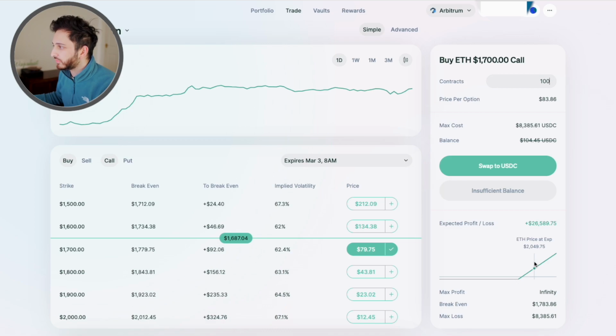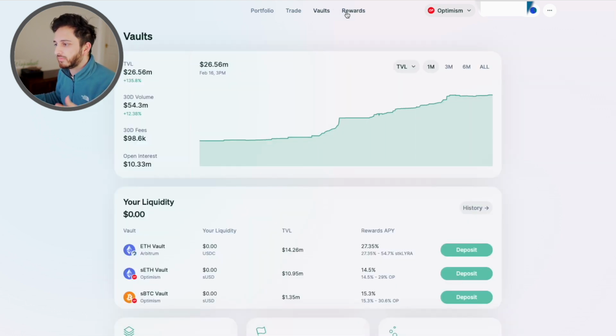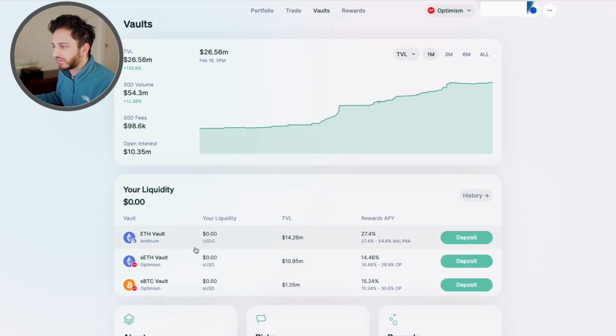So that's pretty much it, really, in terms of how to buy or sell options on Lyra. Remember that on the Optimism network we also have Bitcoin as well. If you want to know more about how Lyra works behind the scenes, where the liquidity comes from, all of that sort of stuff, then let me know, I can make a video. Essentially we've got these different vaults here where liquidity can be supplied. You can see the ETH vaults, Arbitrum and Optimism, and then Bitcoin, and you can see the TVL here, and some of the rewards that you can get for providing liquidity there as well.